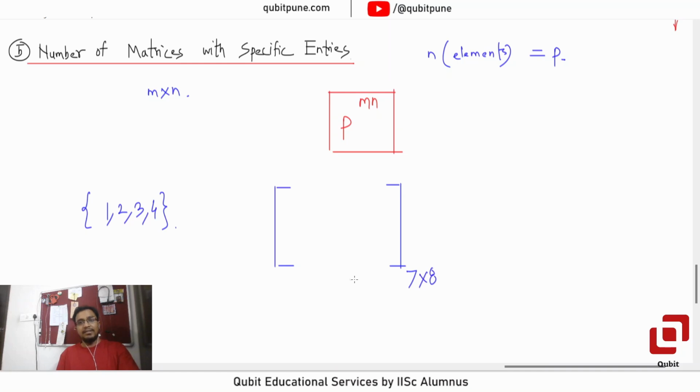So there are 56 places to be occupied, and we know that for matrices it's like a permutation. Matrix is like a permutation, so order is important, right? So for the first, how many options do I have? 4. For the second, I have 4 options. So 4 into, and there are 56 such places. So 4 raised to 56, or 4 raised to 7 into 8. And then you can put some restrictions here, like how many skew symmetric matrices will be there, how many symmetric matrices will be there, and so on. Okay, is it clear?